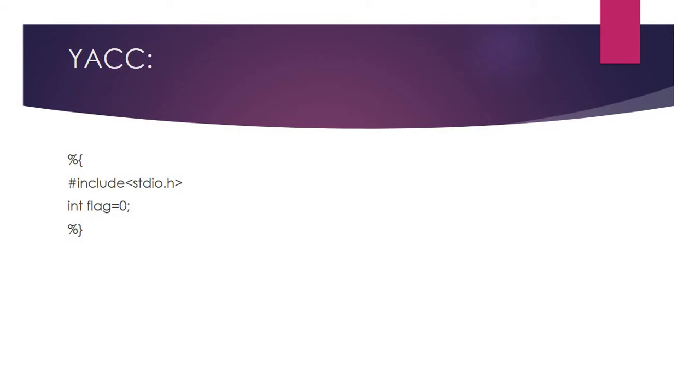In the Yacc program, again the definition part is there, similar to the Lex program. Here we include the header files needed. I have included the standard input output header file, and whatever variables we need for our programs, we define here. The flag is a variable I'm going to use, so I have defined it in the definition part. Now let us see the tokens we are going to use in the Yacc program. To define a token, we use percentage token followed by the token names. Here, type is a token for recognizing the data type, and ID is a token for recognizing the identifier.